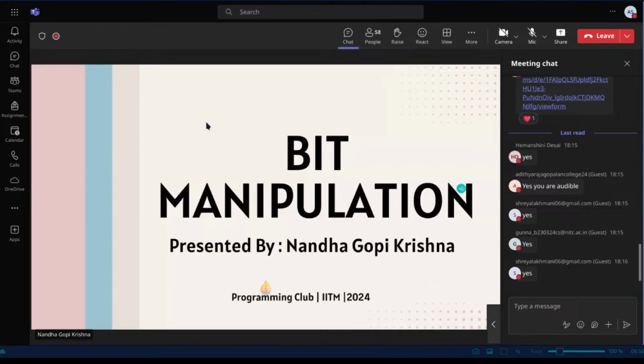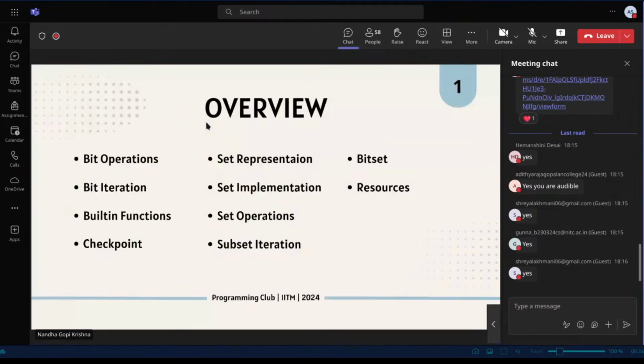These are the topics that we are going to be covering today. Some basic bitwise operations, iterating through the bits of an integer, some built-in functions, and then you will be having one or two problems to check your understanding of what has been taught so far. Then we'll move on to representing a set in binary, implementing some set operations, iterating through sets, and then we'll look at the standard library's bitset, and finally some more resources that you can use to learn more on your own.